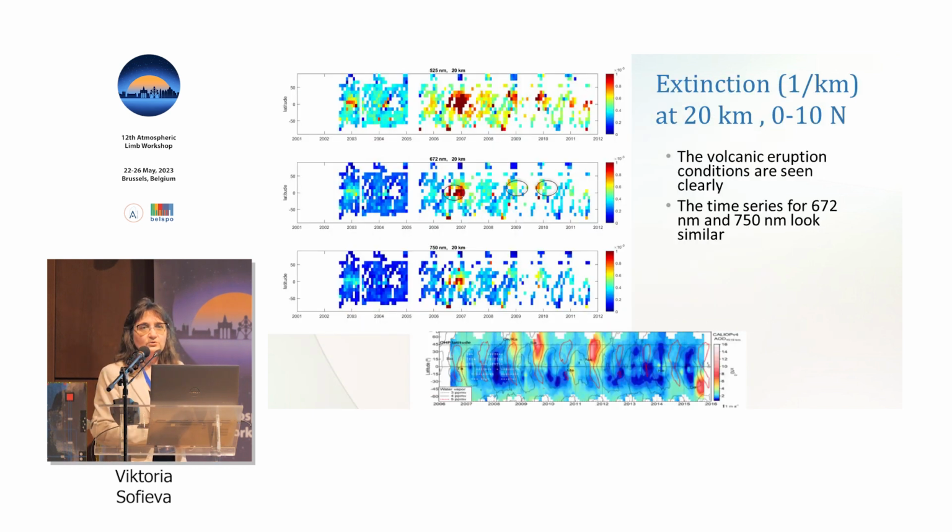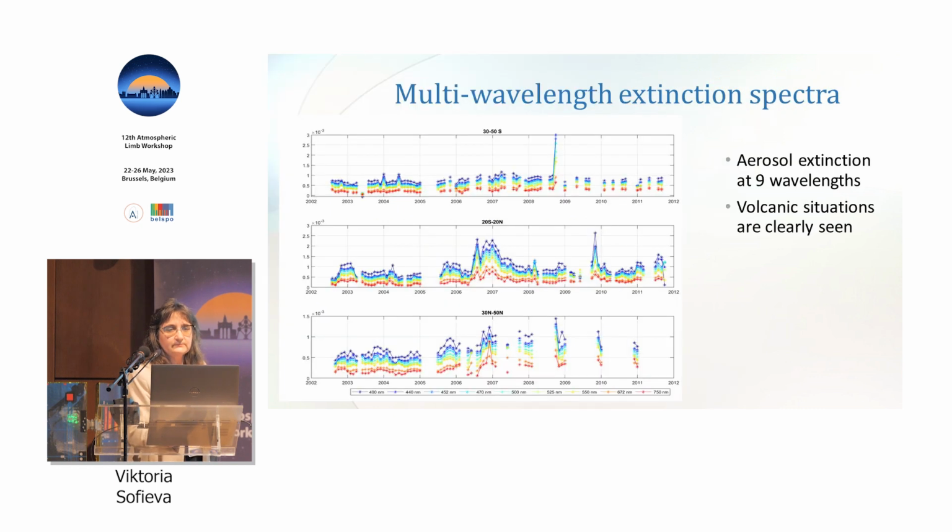From the point of view of long-term time series of aerosol extinction coefficient, here is the time series at 20 kilometers for different wavelengths, 525, 772, and 750 nanometers. And we see clearly enhancement associated with volcanic activity. So we provide the data with 9 wavelengths, and we see the typical spectral dependence of aerosol extinction coefficient, larger at shorter wavelengths. We see also clear enhancement related to volcanic periods.